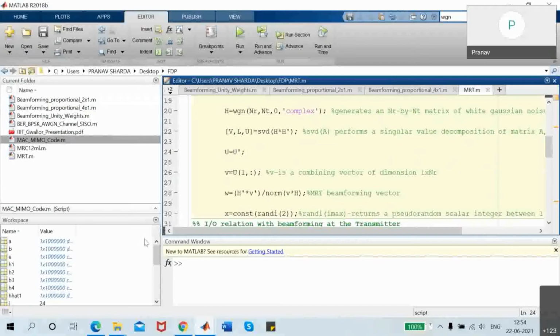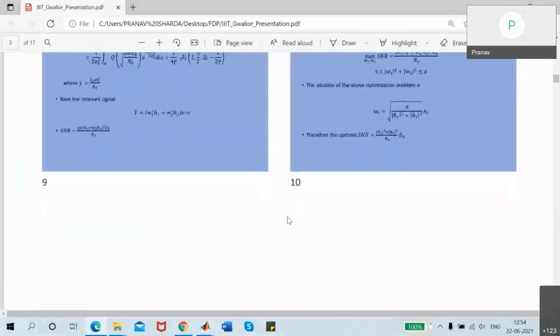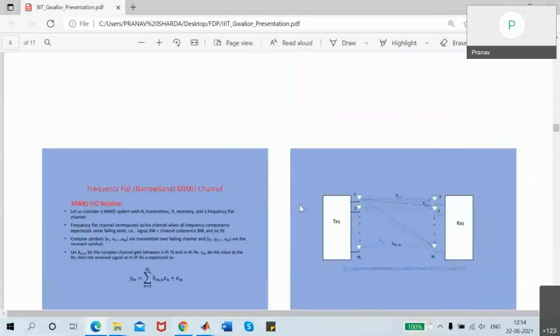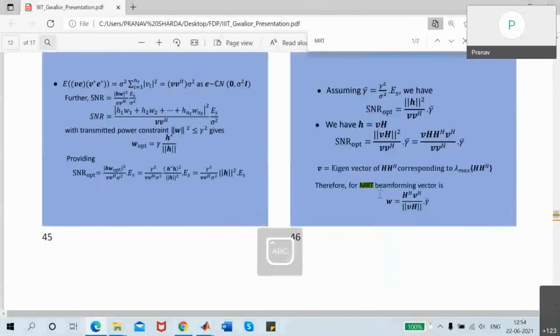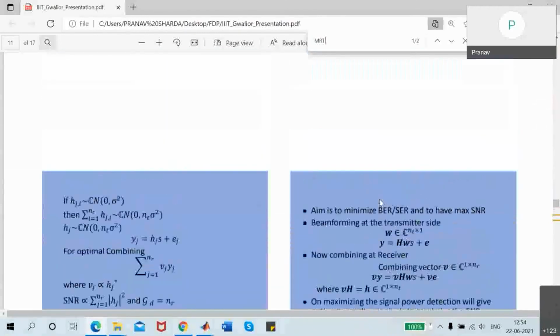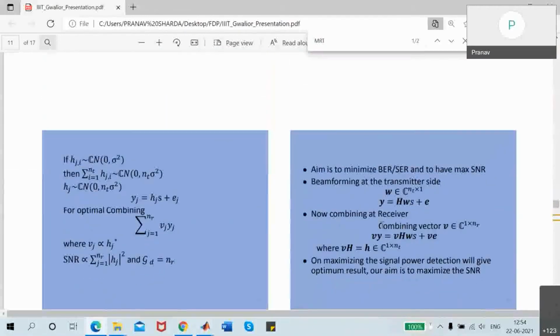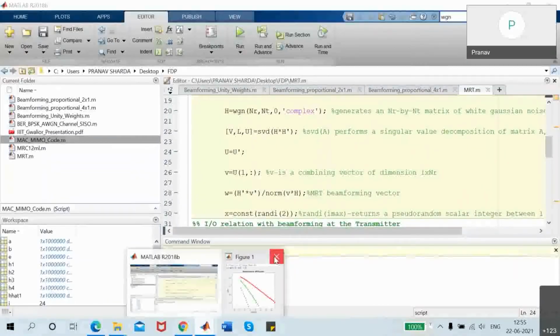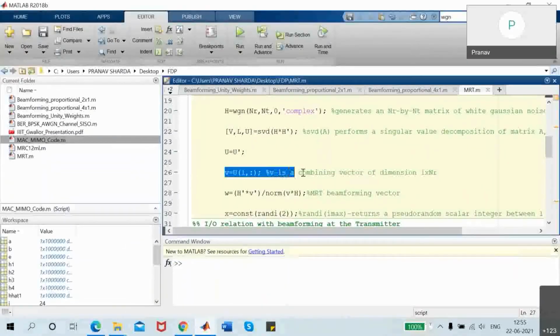And then we have a combining vector. Let me go to the slides which Professor Bhatnagar discussed. So MRT, I need to search. See, this is the MRT. This is the combining vector I'm talking about. Its dimension is 1 cross NR. This was discussed by Professor Bhatnagar earlier. So this we will fetch from this generated U matrix.